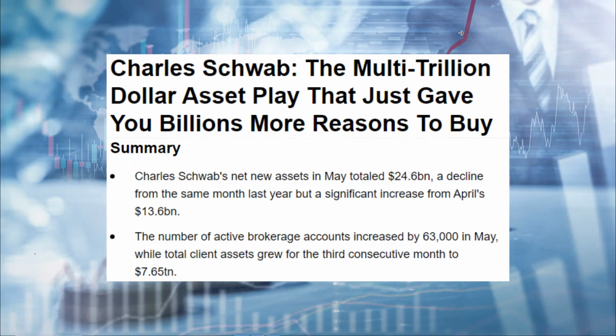And in summary, today's video, we're going to go over how Charles Schwab's net new assets in May totaled $24.6 billion, a decline from the same month last year, but a significant increase from April's $13.6 billion. And the number of active brokerage accounts increased by 63,000 in May, while total client assets grew for the third consecutive month to $7.65 trillion. So lots to dive into on Charles Schwab.